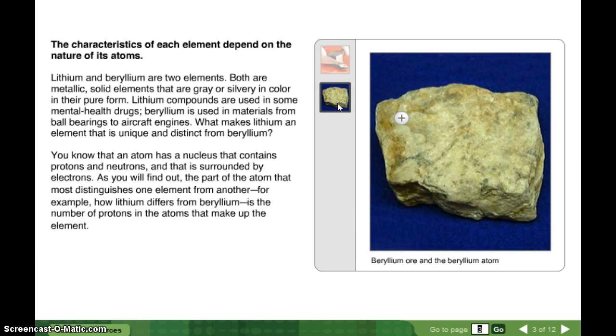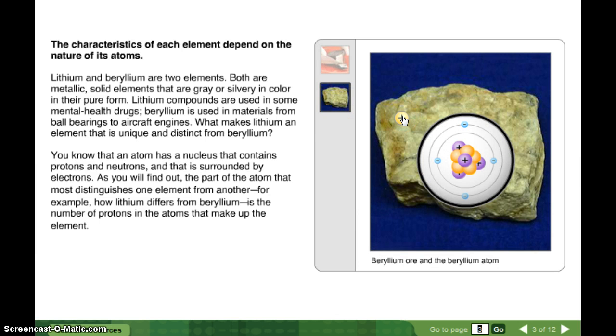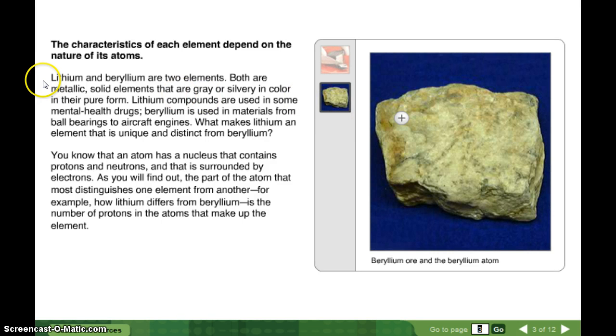If we look at beryllium ore and the beryllium atom, we can see now that there are how many protons and electrons in this electrically neutral atom? 4 of each. And we can see a total of 5 neutrons. Lithium and beryllium are two elements. Both are metallic, solid elements that are gray or silvery in color in their pure form. Lithium compounds are used in some mental health drugs. Beryllium is used in materials from ball bearings to aircraft engines.